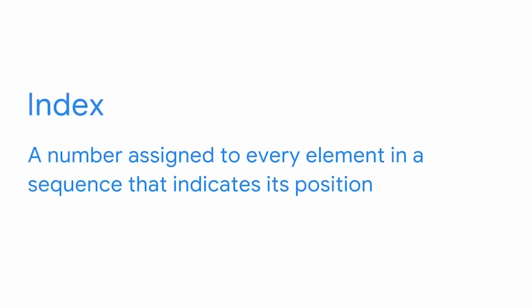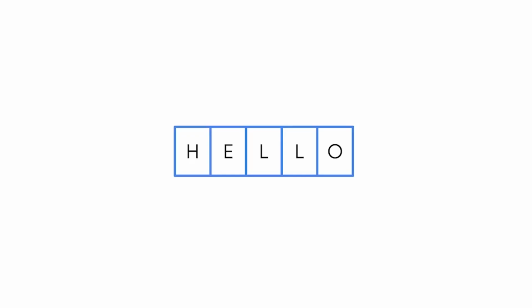The index is a number assigned to every element in a sequence that indicates its position. In this video, we are discussing strings. So, the index is the position of each character in a string. Let's start with the string hello. Every character in the string is assigned an index. In Python, we start counting indices from 0. So the character H has an index of 0, and E has an index of 1, and so on.